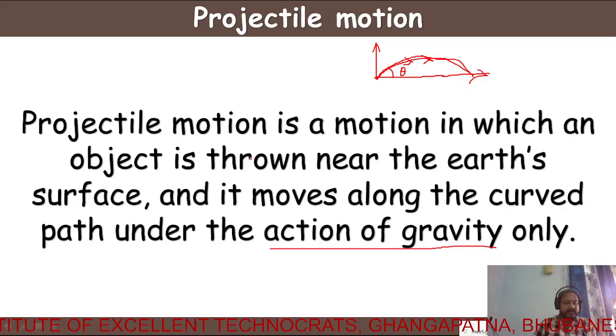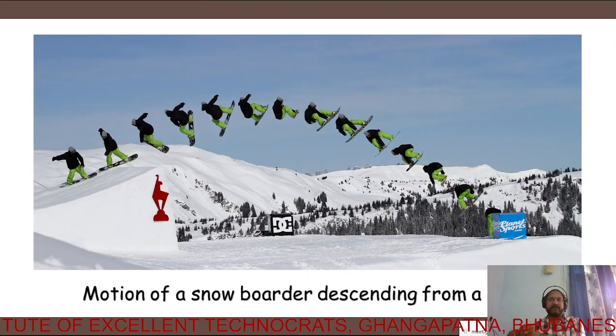Snowboarder. Everybody has seen this, a snowboarder. Now you can see the snowboarder from a particular height. You can see here, from this particular height, what is happening? He is doing this surfing. We call it surfing. So you can see which particular path this snowboarder is following. He is following a parabolic path, or the trajectory path, which is clear.